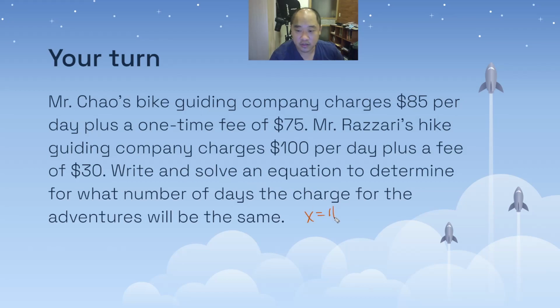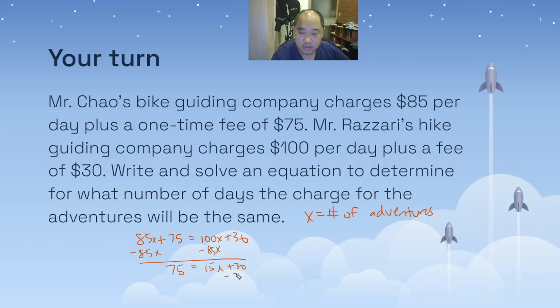So X is going to be the number of adventures. So my bike guiding company is $85 a day plus $75. And when is it going to be the same? Mr. Rizari's hiking company is $100 a day plus 30. So subtract 85. 75 equals 15x plus 30.